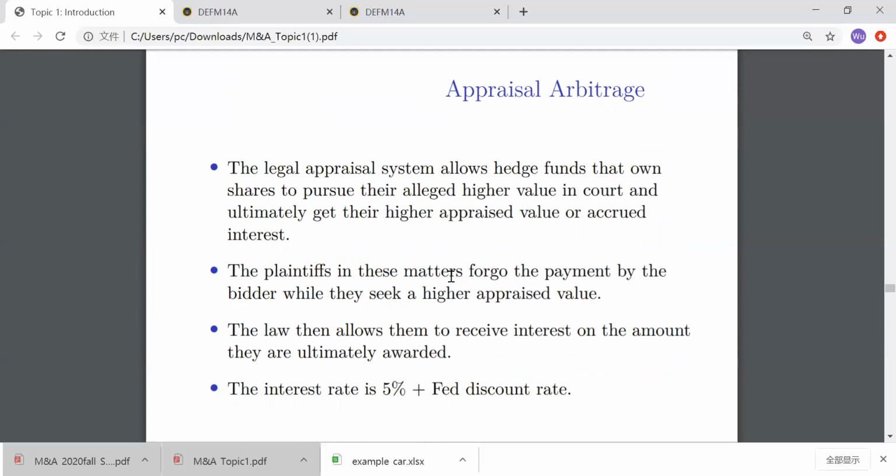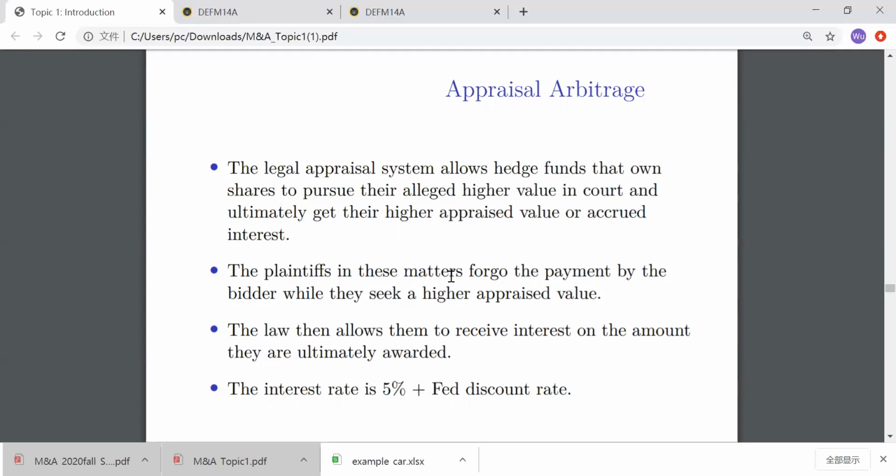For example, a client offers the price $80 per share, but the hedge fund doesn't think the $80 is adequate for the shares they own. They can ask for $90 per share. In that case, the plaintiffs in these matters will forego the payment by the bidder. They have to sacrifice that when they seek the higher appraisal value. And also the law allows them to receive interest on the amount they are ultimately awarded.